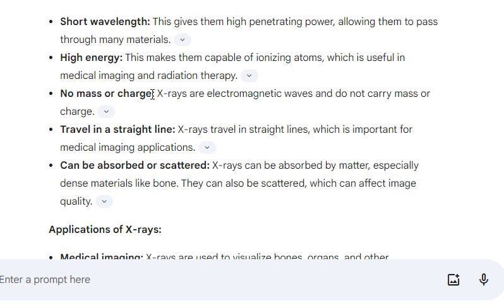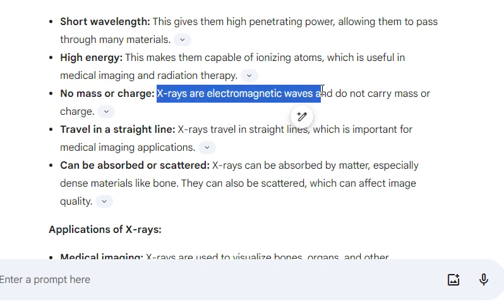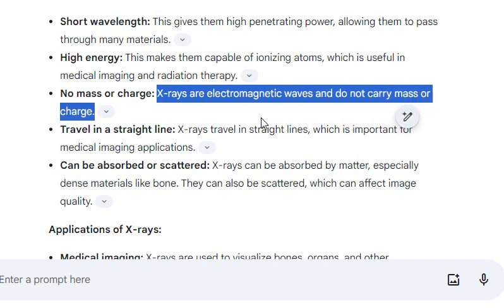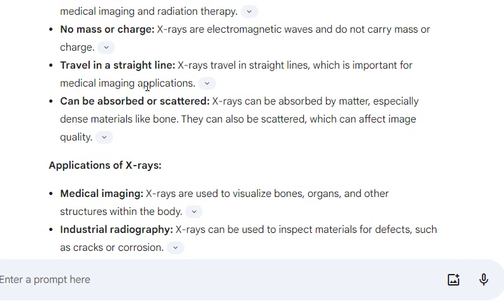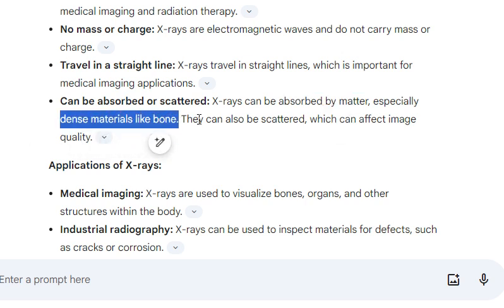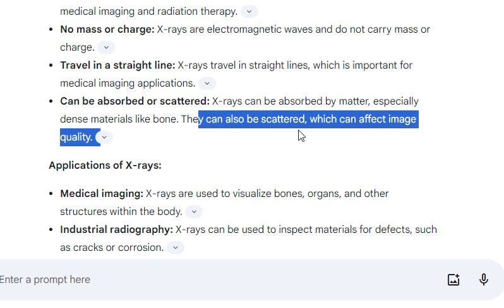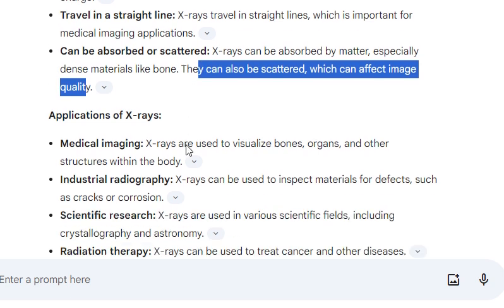They have no mass or charge. X-rays are electromagnetic waves and do not carry any mass, and they don't have any charge. They travel in a straight line, which is important for medical imaging applications. They can be absorbed or scattered. X-rays can be absorbed by matter, especially dense material like bones. They can also be scattered, which may affect the image quality. So they can be absorbed and scattered.